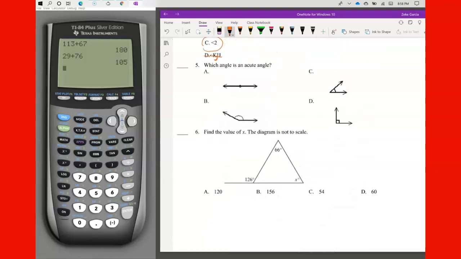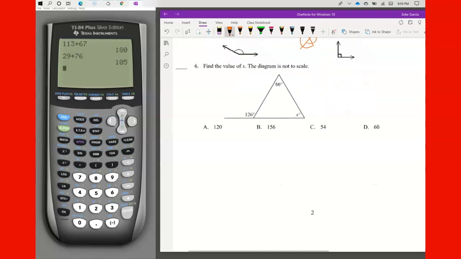Number 5, which angle is acute? A is a straight angle, which is going to be, the measurement is 180. Angle B is obtuse, it's greater than 90. C is an angle that is acute, it's less than 90 degrees. And D is an angle that is a straight angle, so your answer is D. No, it's not D, because it's not asking for a straight angle, it's asking for an acute angle, so it's C.